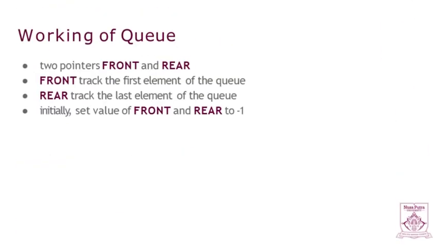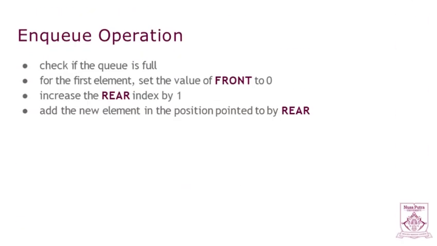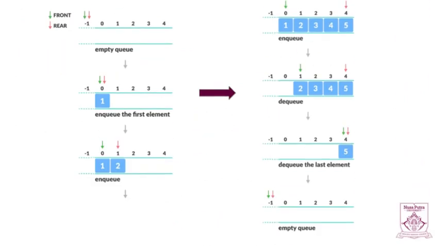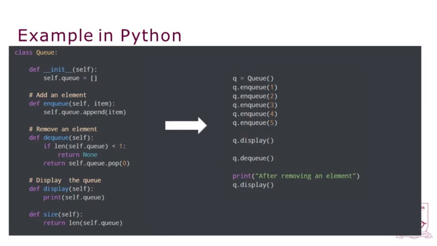Now a queue has what we call a front and a rear. What is a front and what is a rear? A front tracks the first element of the queue, and the rear tracks the last element of the queue. Initially, these values are set to -1 to ease how it is done. Never forget that. Like here, the front is always the first element, and the rear is always the last element of the queue. Here is an example in Python of how you can work on a queue data structure, and it has so many importances. What are those importances?